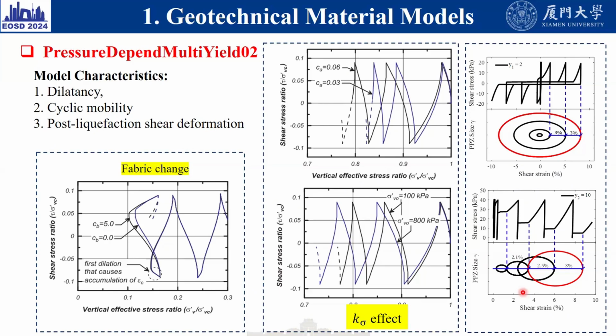If the soil is level, for example level ground during shaking, the deformation will be symmetric, right? You don't have any accumulated deformation. But for a slope, if you shake a slope, the deformation will be accumulated. So this is called the K alpha effect, or post-liquefaction shear deformation under initial shear stress bias. So we also include this mechanism.